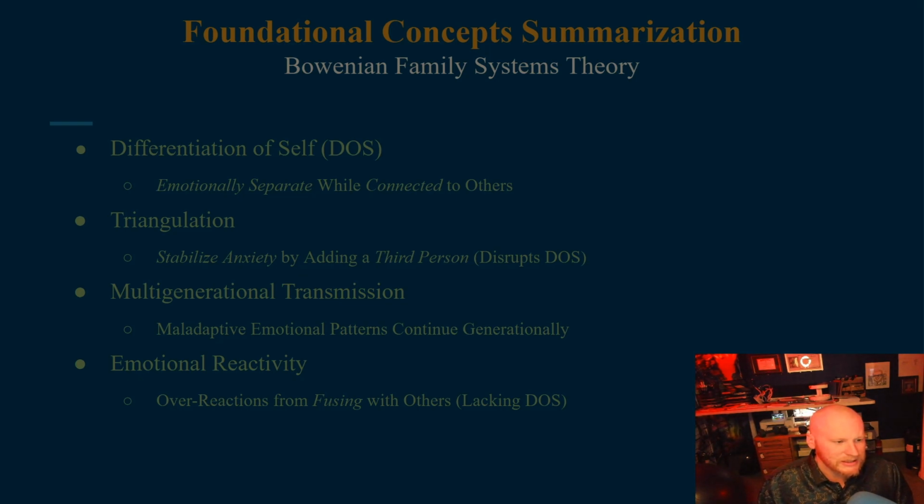Next up is multi-generational transmission, which is maladaptive emotional patterns. They continue generationally. So like the mother and father might have an issue that they got from their parents, and that passes along, and they all don't really know how to deal with it. And then it sometimes gets worse. Hopefully not, but sometimes it gets worse in the kids because the parents couldn't figure it out either.